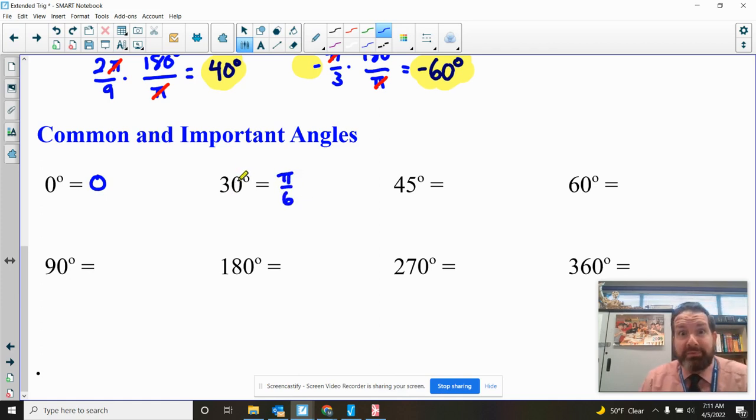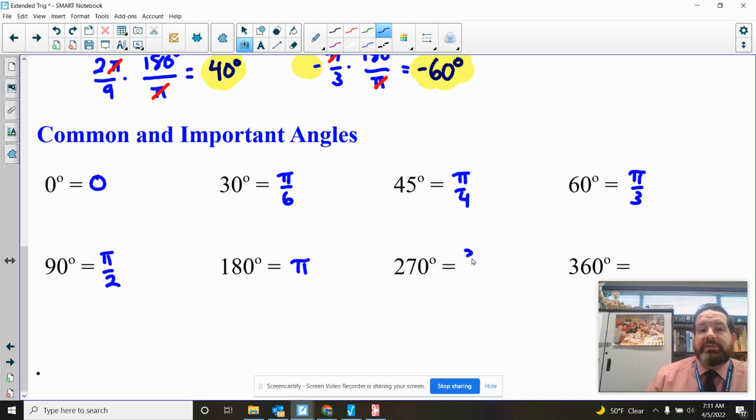And don't just take my word for it. I want you to please do the conversion. Make sure that's where you end up. 45 is a pi over 4. And 60 is a pi over 3. 90, pi over 2. 180 is pi. 270 is 3 pi over 2. And then 360 degrees is 2 pi radian. Again, speaking to those of you that are going into pre-calculus, it is worth your time to just know these by looking at them and be able to go both ways. So if you're given the radian, know the degree, and if you're given the degree, know the radian.